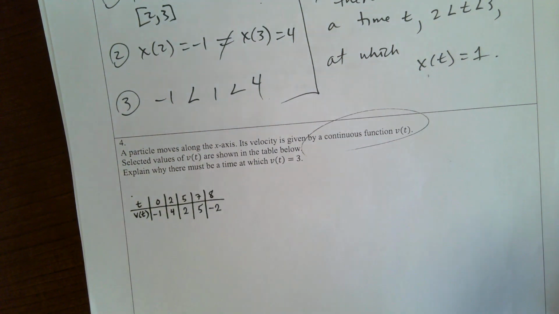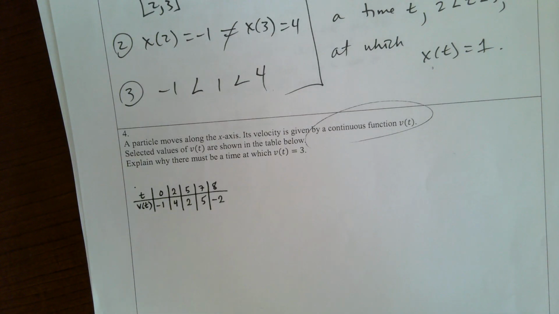But if velocity is negative, that means we're moving left on the x-axis. If the velocity is positive, we're moving right on the x-axis. And then the number itself, the positive value of the number, just tells you the speed.